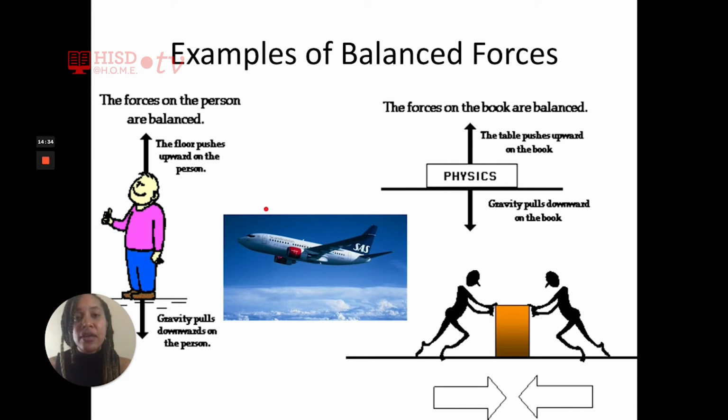In this last example, the airplane is moving. So the reason why the airplane is considered balanced forces is because there is no change in the airplane's speed. The airplane is not speeding up. The airplane is not slowing down. And because the airplane is at a constant speed, the airplane is experiencing balanced forces.